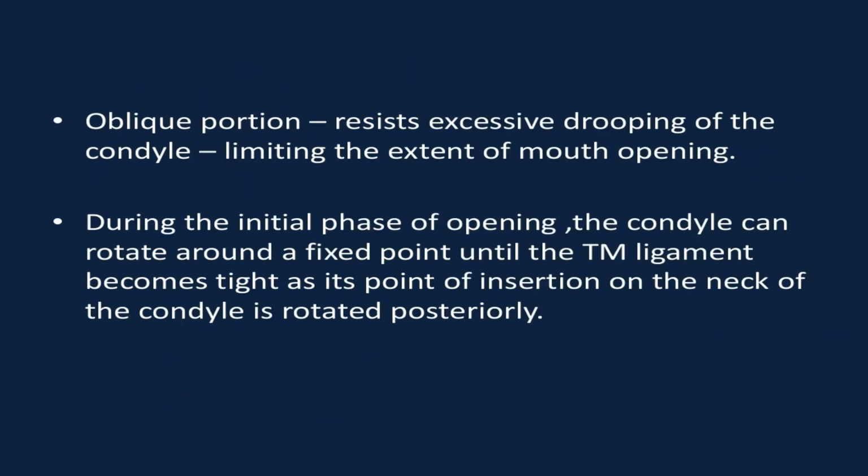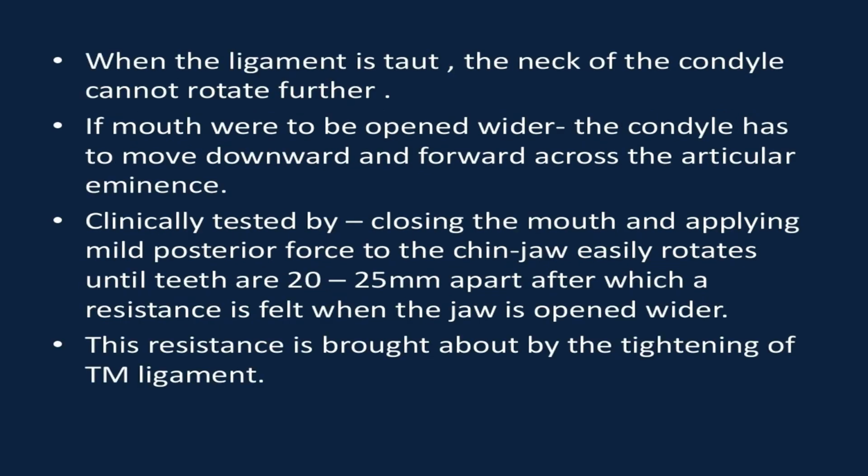The oblique portion resists excessive dropping of the condyle, limiting the extent of mouth opening. During the initial phase of opening, the condyle can rotate around a fixed point until the TM ligament becomes tight, as its point of insertion on the neck of the condyle is rotated posteriorly. When the ligament is taut, the neck of the condyle cannot rotate further. If the mouth were to be opened wider, the condyle has to move downward and forward across the articular eminence.